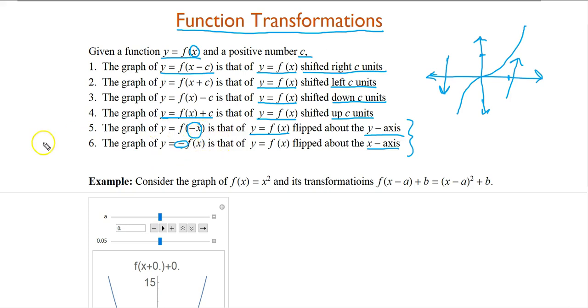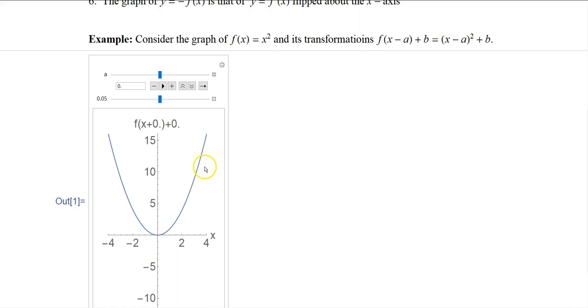Now let's take a look at this example. So here we have the graph of the function f of x equals x squared down here. This is our standard parabola. And let's consider the transformations f of x minus a plus b. So in other words, that would be like considering these transformations like this. Now notice, here's our function right here with our a and b. Now if I move the slider bars, you'll see the a and the b will change, and keep an eye on what happens to the function as we do that.